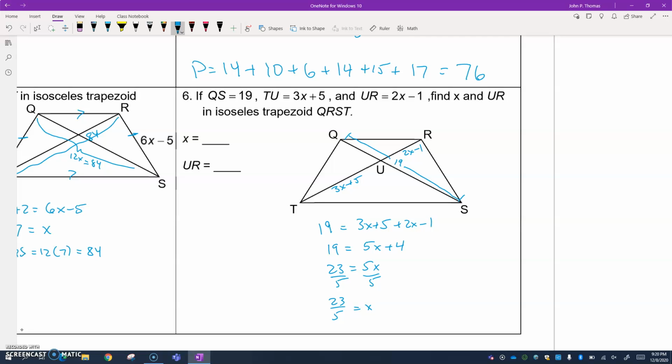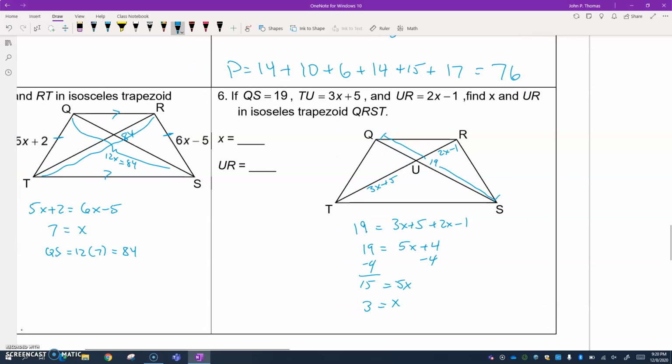Subtract the 4, so I did have a little mistake there. If I subtract the 4 from both sides, sorry about that, then we have 15 equals 5x, and x equals 3. So we have an x value of 3.